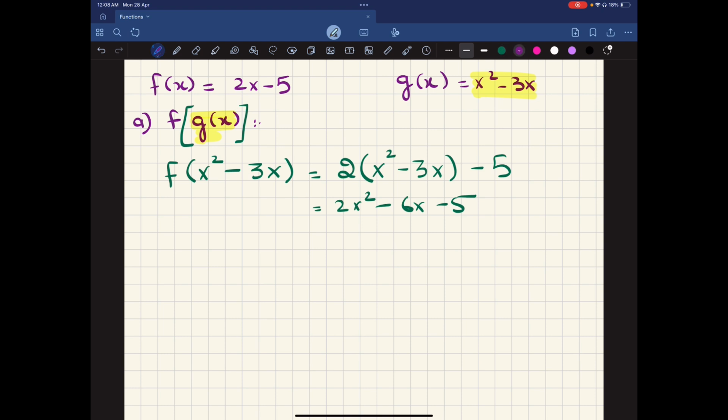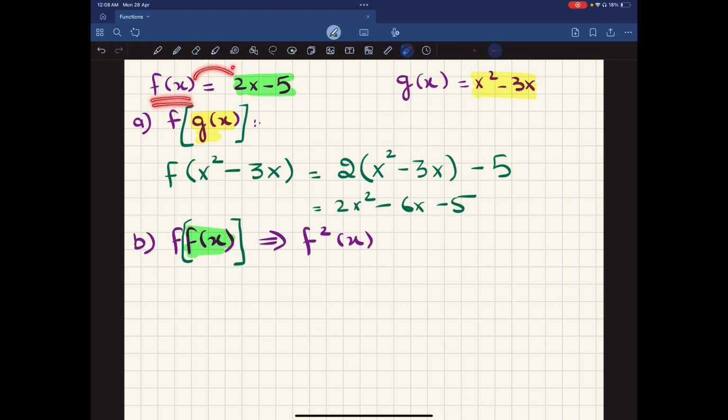What is part B? What if they ask us to find f of f of x? This can also be written as f squared of x. What are we going to do? We are going to place the brackets. What is the value of f of x? It is 2x minus 5, right? f of x equals 2x minus 5. So we are going to make this replacement here: f of (2x minus 5).